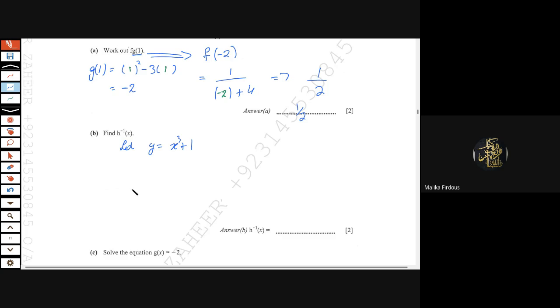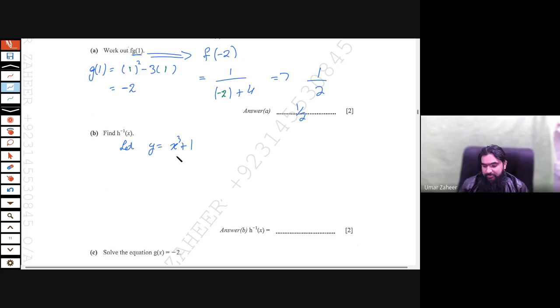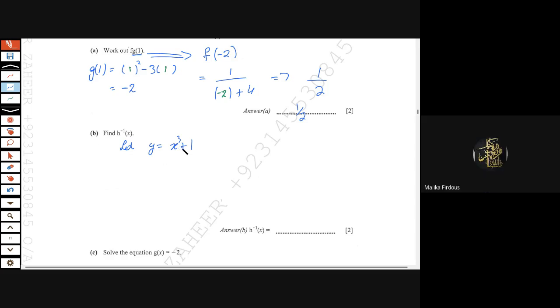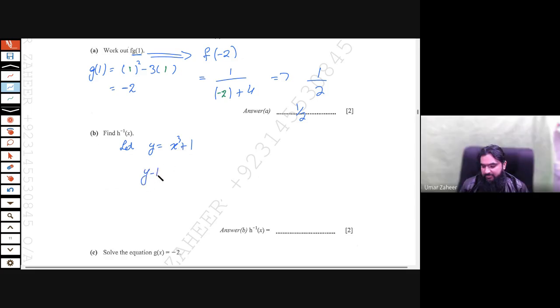Take the values to the other side. We have to make x the subject, right? Yes, sir. So y minus 1 is equal to x cube. We need to remove the cube, so we'll take the cube root on both sides, and it will be cancelled out. We will get x is equal to the cube root of y minus 1.